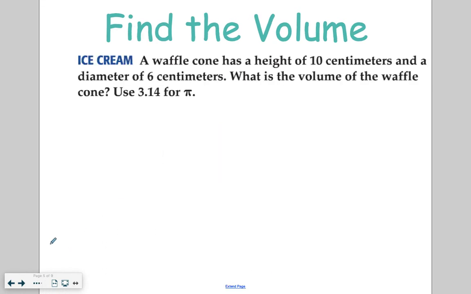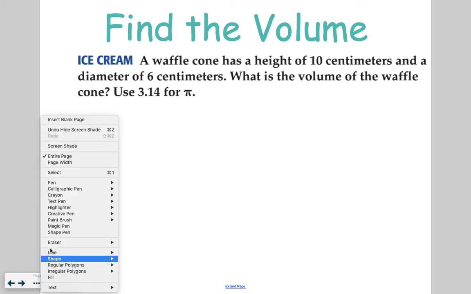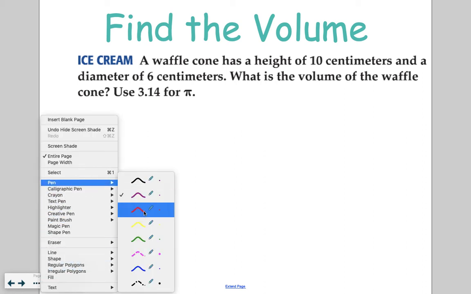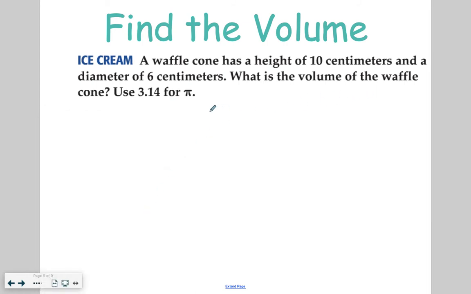For the next one, we have a waffle cone that has a height of 10 centimeters and a diameter of 6 centimeters. What is the volume of the waffle cone? Notice now we're given the diameter, which means in order to find the radius, we're going to need to take that value and divide it by 2. So that's going to give us a radius of 3 centimeters.